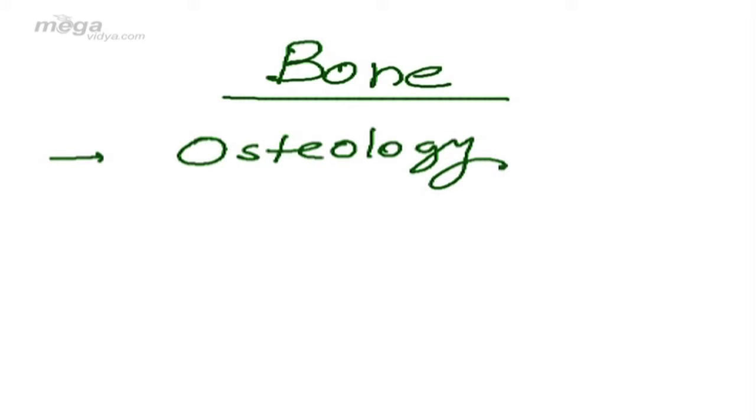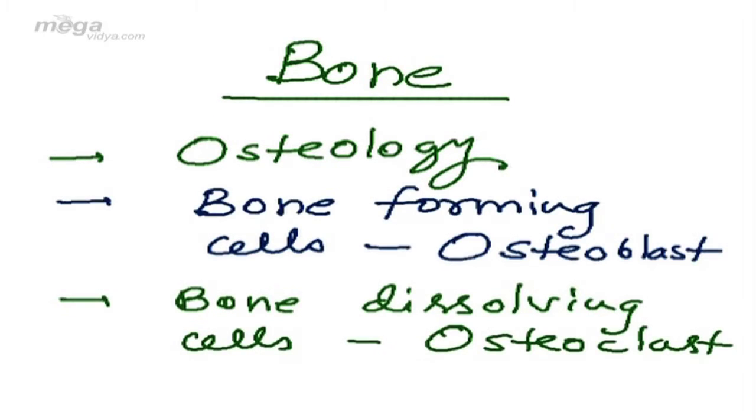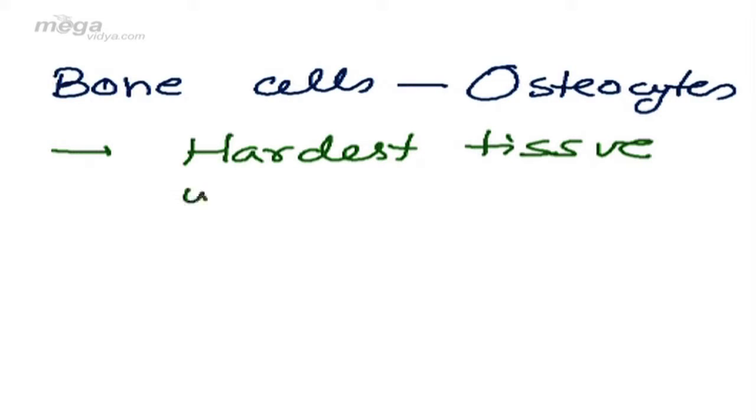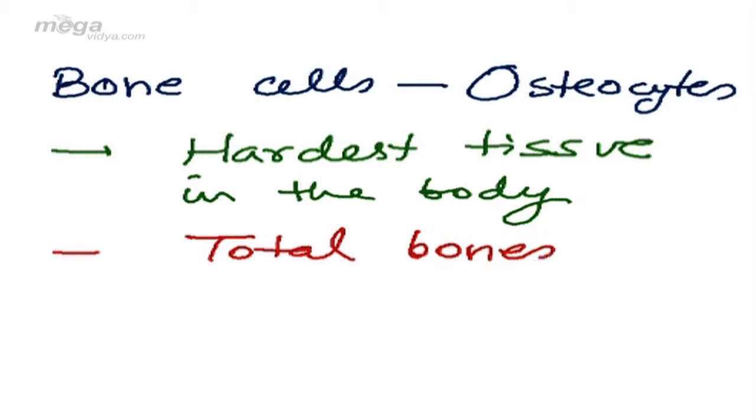Study of bone is called osteology. The bone dissolving cells are called osteoclast. Bone cells are called osteocytes. Bone is the hardest tissue in the body. Total bones in the body are 206.